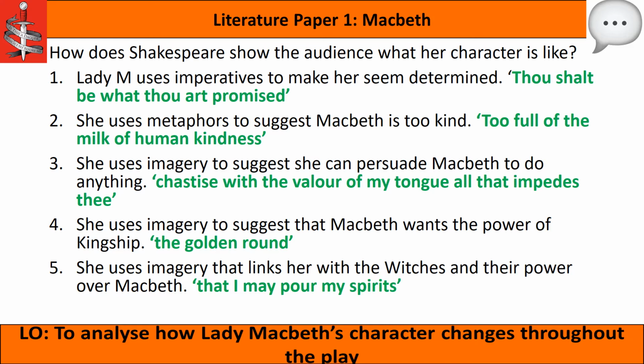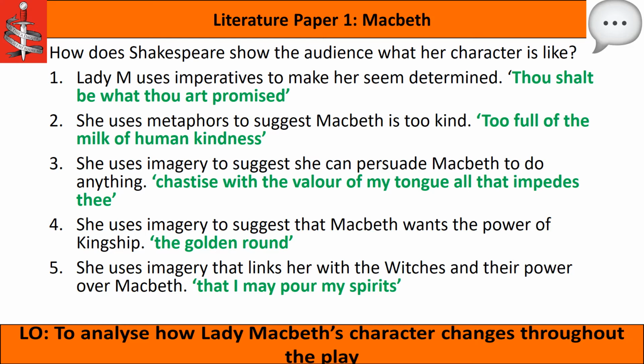She uses imagery to suggest that she can persuade Macbeth. She's going to chastise, that means tell off, with the valour of my tongue, all that impedes thee, all that stops you. So she's going to make sure that she gets rid of any doubts that he might have, that he can do this, that he can become the king. She uses the imagery of the golden round to reference the crown and the power of the crown and what that will mean to Macbeth and herself.